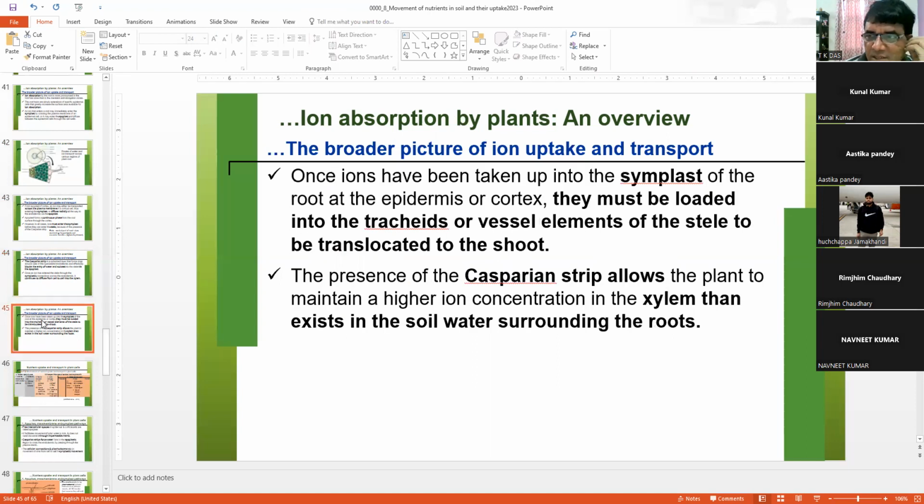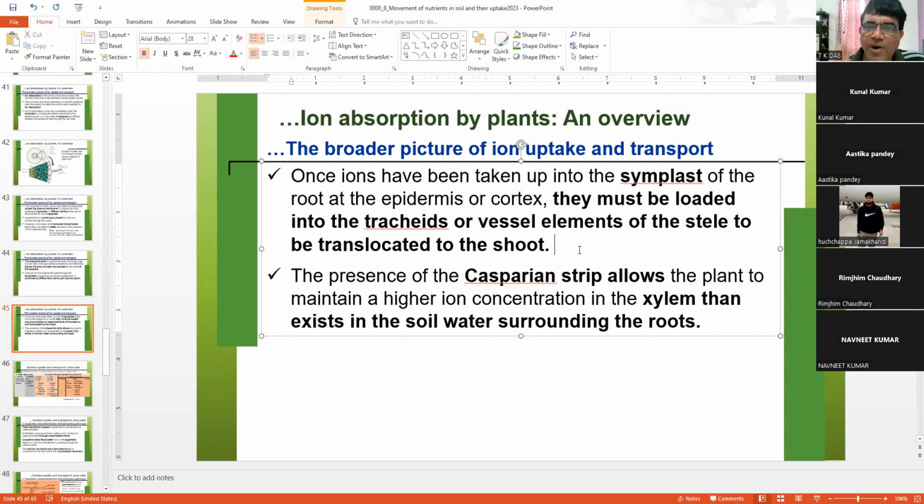Perhaps the last slide for today, once ions have been taken up into the symplast of the root at the epidermis or cortex, they must be loaded into the tracheids or vessels. Whatever cells are there in xylem, they must be loaded into those cells to be translocated to the shoot. Then they will start upward movement or upward transport. First is cross-sectional or horizontal movement, then your vertical movement.